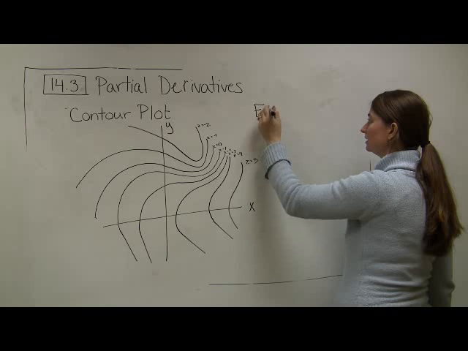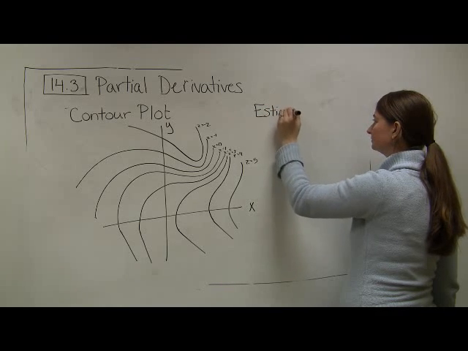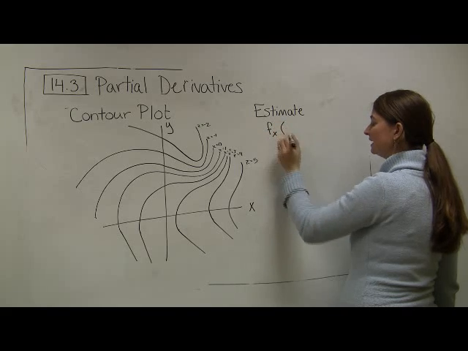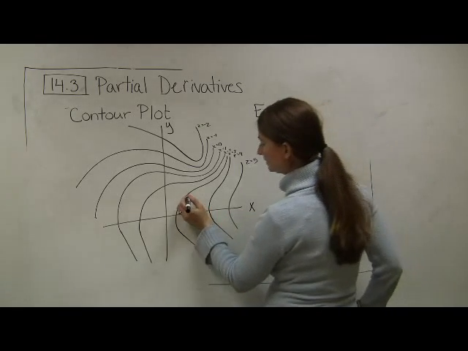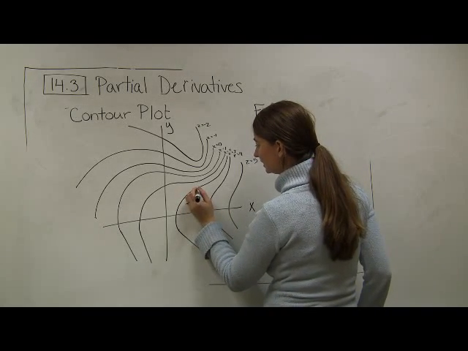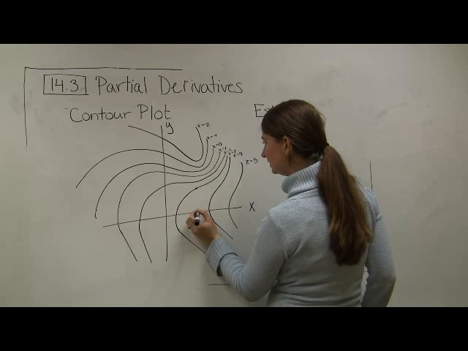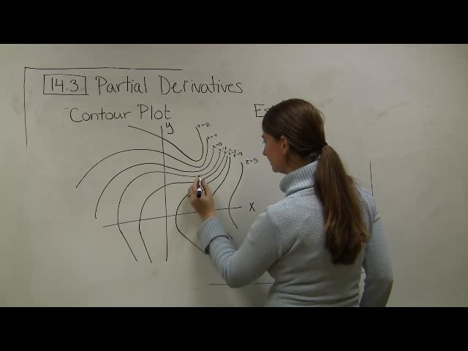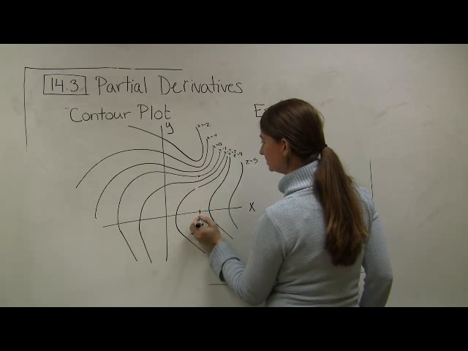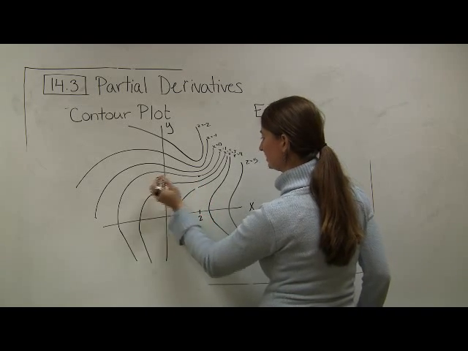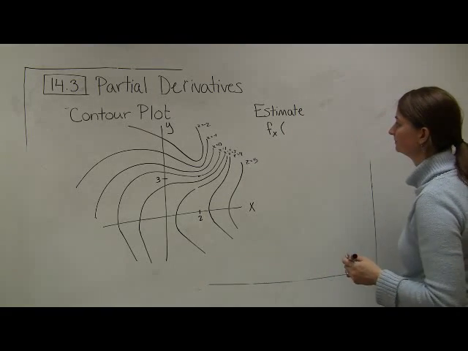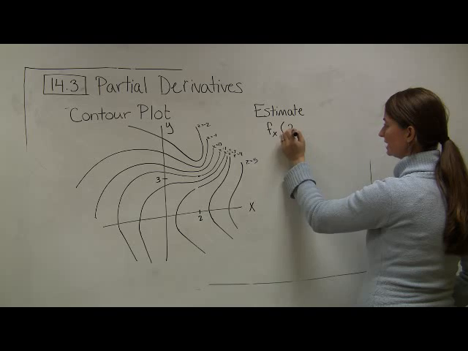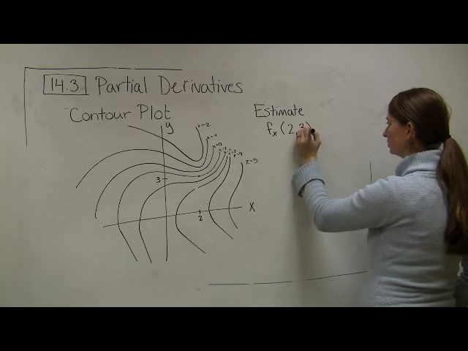Estimate has an S in it. Estimate a partial derivative f sub x evaluated at the point, let's pick a point, something like this. No, let's pick a more interesting point. We're going to pick a crazy point, like this point. And let's say that this is the point 2, 3, approximately. So I want to estimate my partial derivative with respect to x at the point 2, 3.